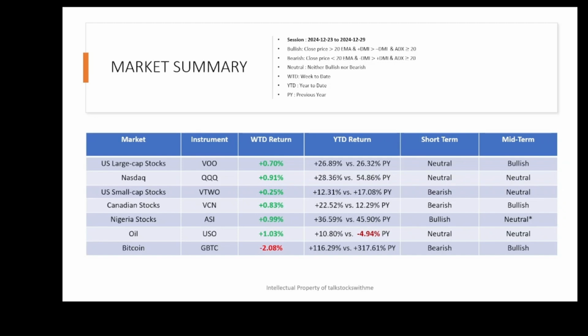Markets across the globe are showing a mixed bag of signals, reflecting the complexity of our current economic landscape. While US large caps and the Canadian market offer midterm bullish opportunities, short-term caution prevails across several sectors, including the small caps and oil. The Nasdaq remains steady but uninspiring, while the Nigerian market hints at a developing bullish trend worth keeping an eye on. Bitcoin's contrasting short-term bearishness and mid-term bullish potential further highlights the importance of timing and strategy.